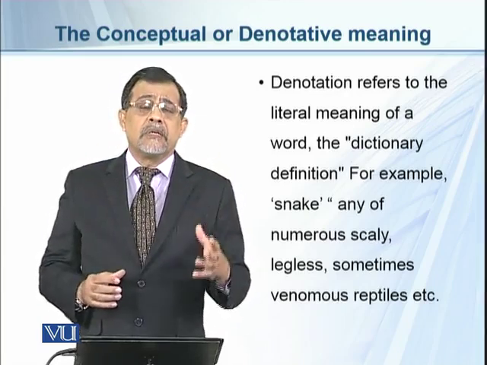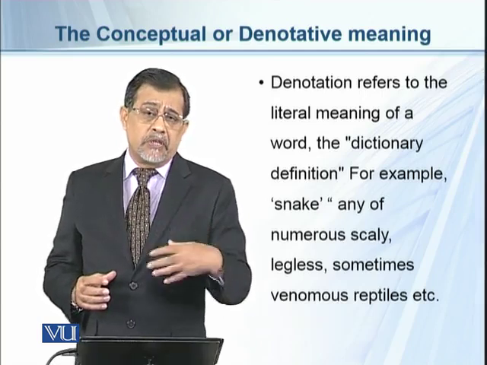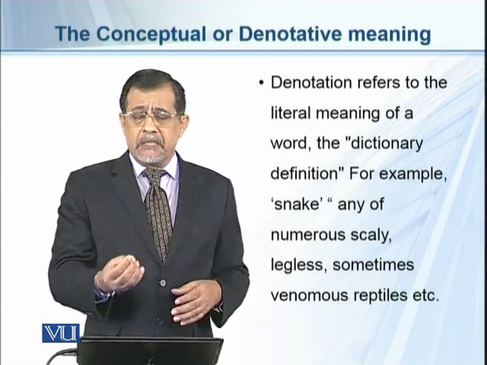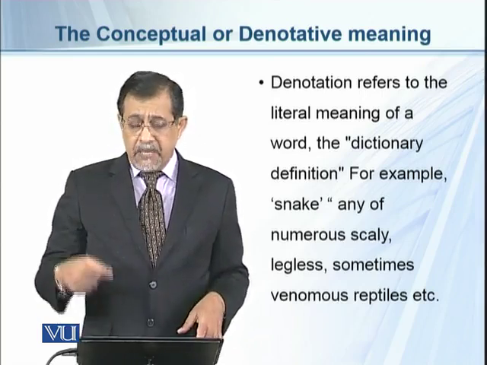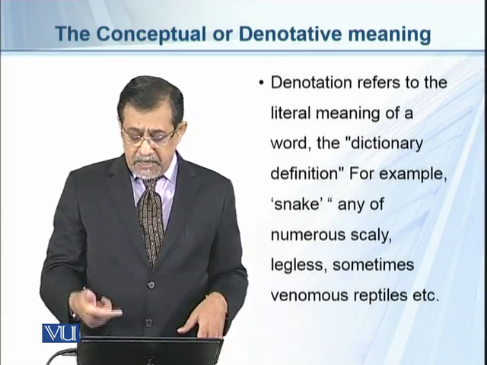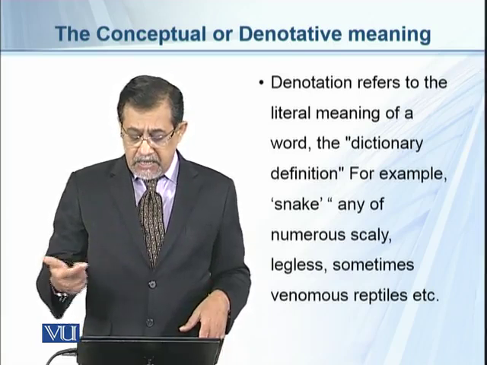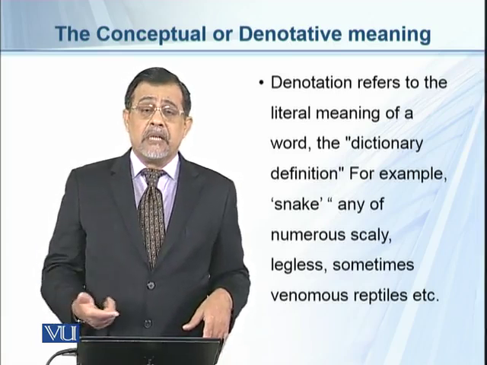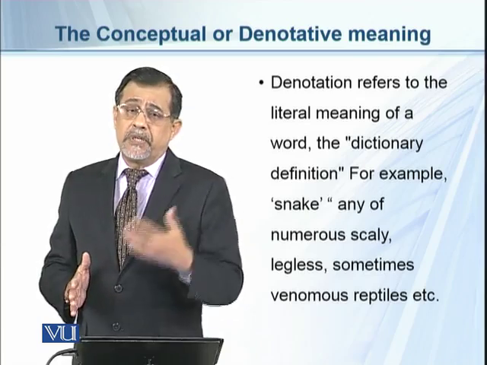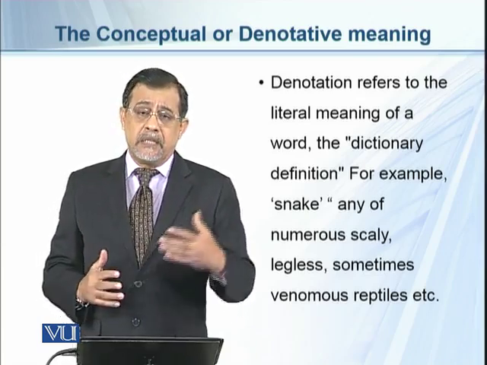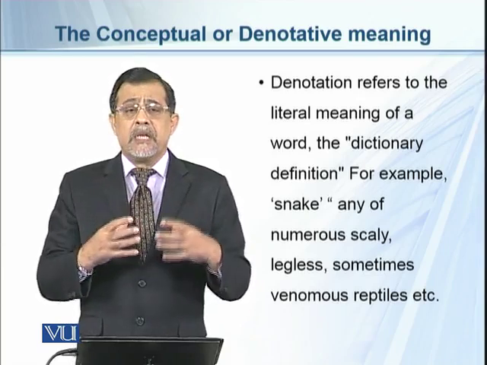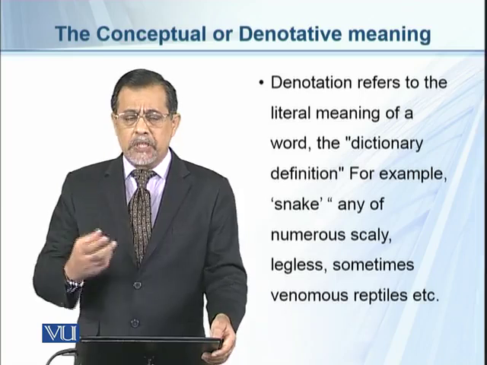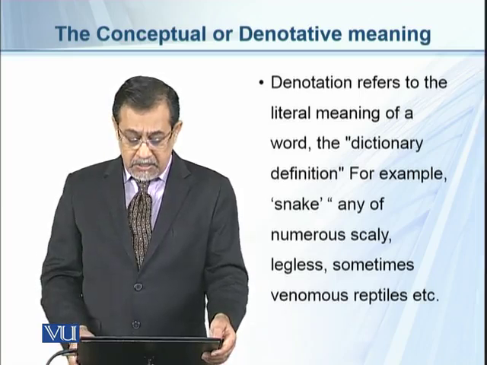So we also say that denotative words are dictionary words. So in the dictionary these words are defined in a certain way. Like if we have the word snake, it will be defined as any of numerous scaly, legless, sometimes venomous reptiles, etc. So this is how the meanings of words are described in the dictionary and how their concepts actually come to our mind when we think of them or when we use words for those objects or images.